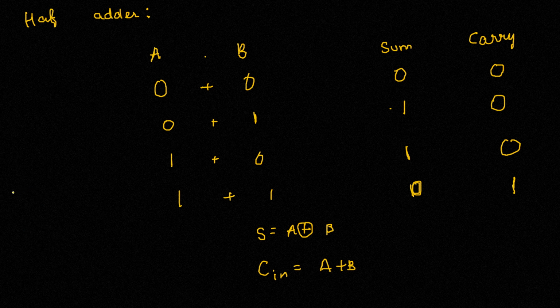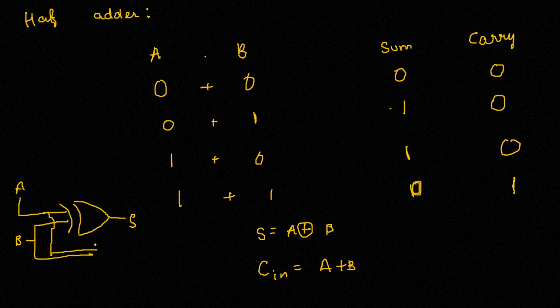The logic gate representation for this would be: A and B passed through an XOR gate gives us sum, while A and B passed through an AND gate gives us the carry. So this was about the addition of two inputs.